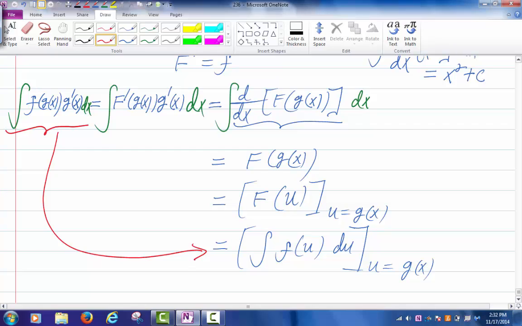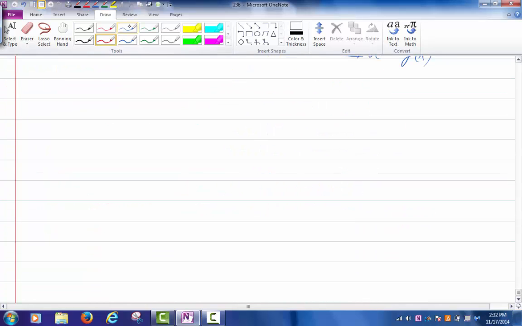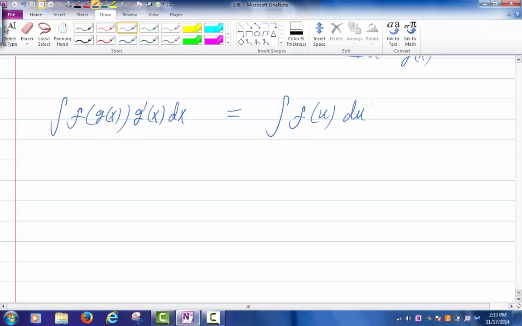Okay, so let's recap what we did. We started with the integral of lowercase f of g of x times g prime of x dx, and we ended up with the integral of f of u du, and of course u has to be evaluated at g of x after you have found the antiderivative of lowercase f.